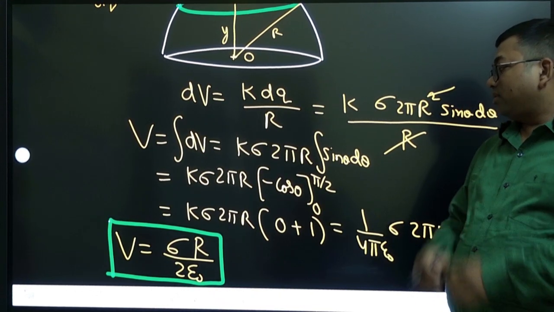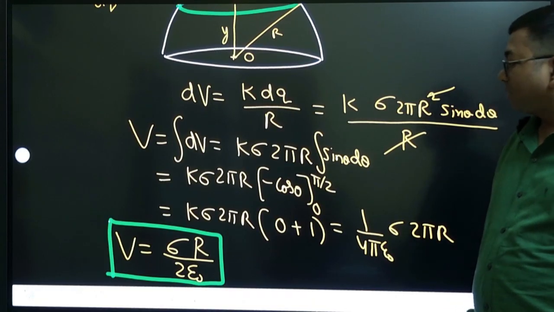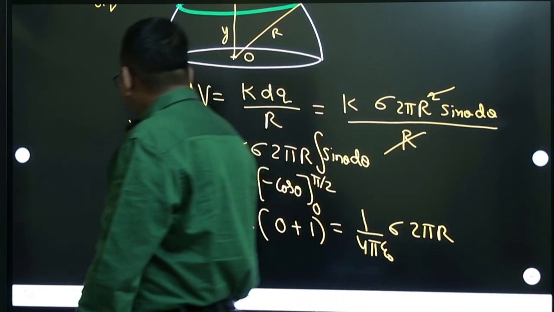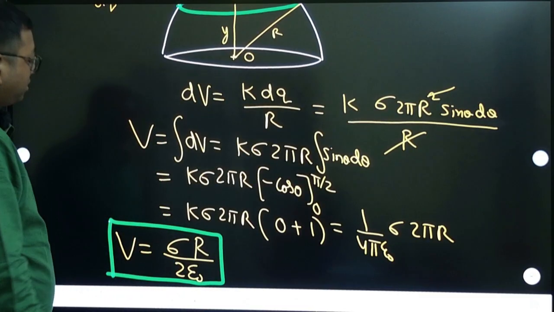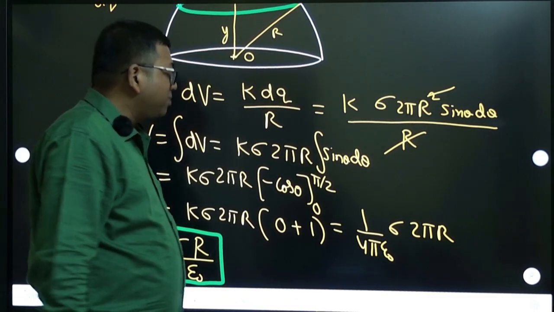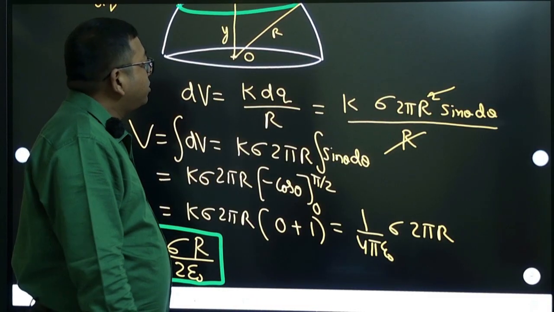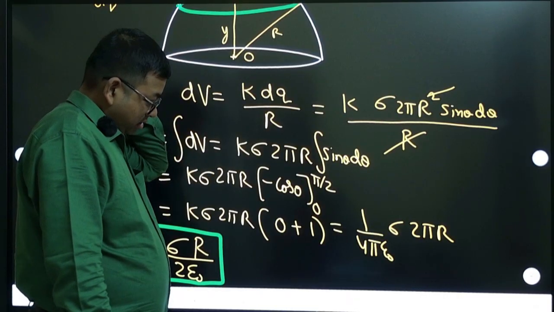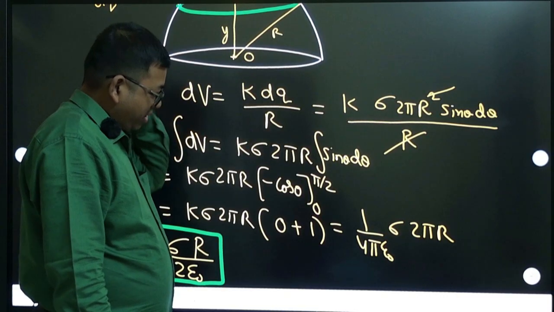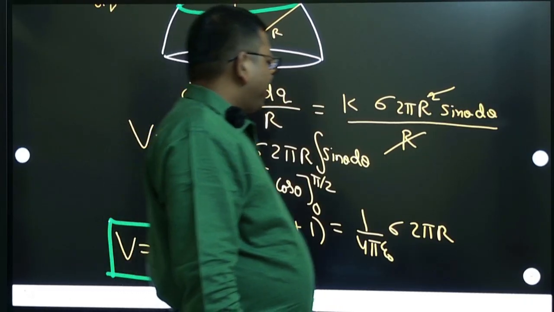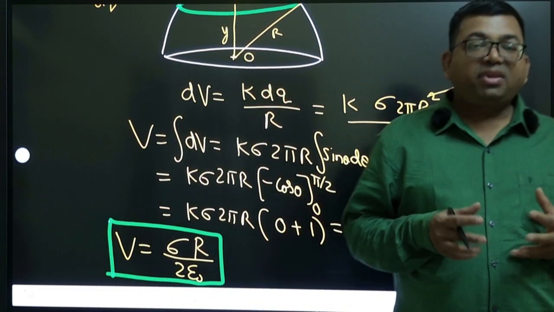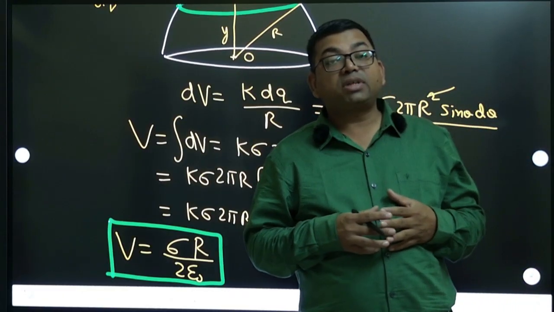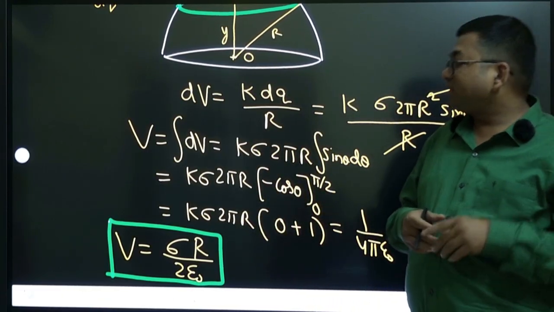Then what can be done further? What about a solid, if they give a solid? Can we do the calculation for a solid as well? Definitely we can do it. Why not? Solid means it is like a volume distribution of charges. Let us try that.